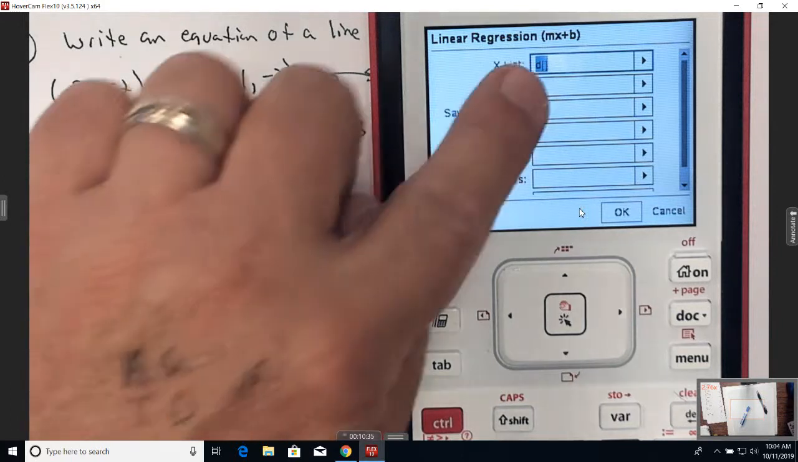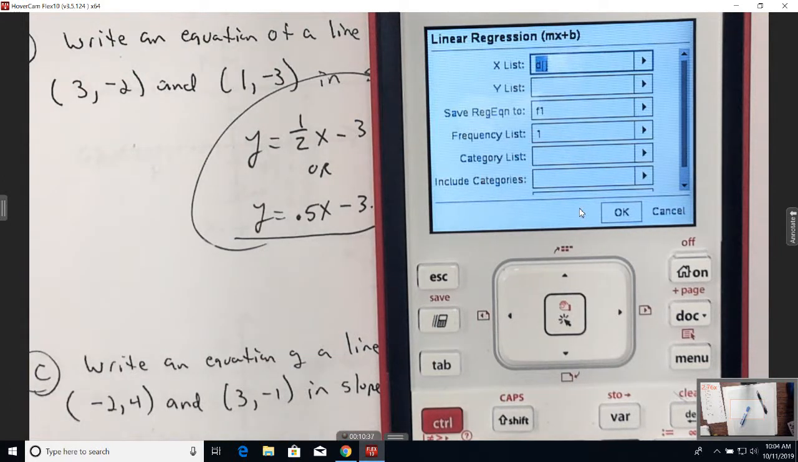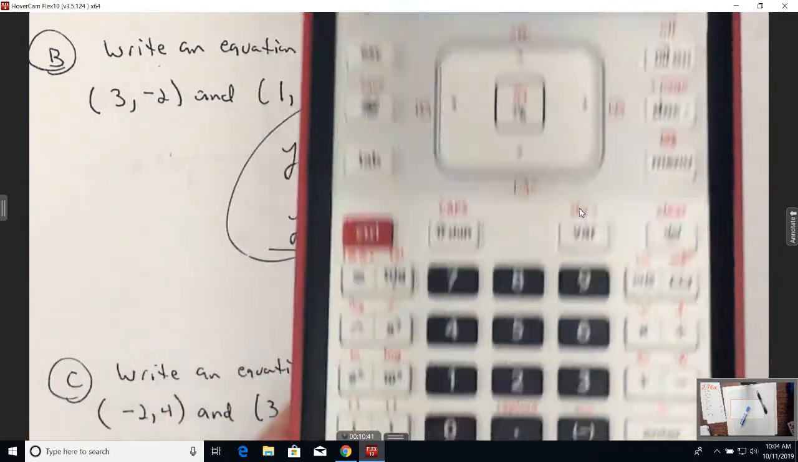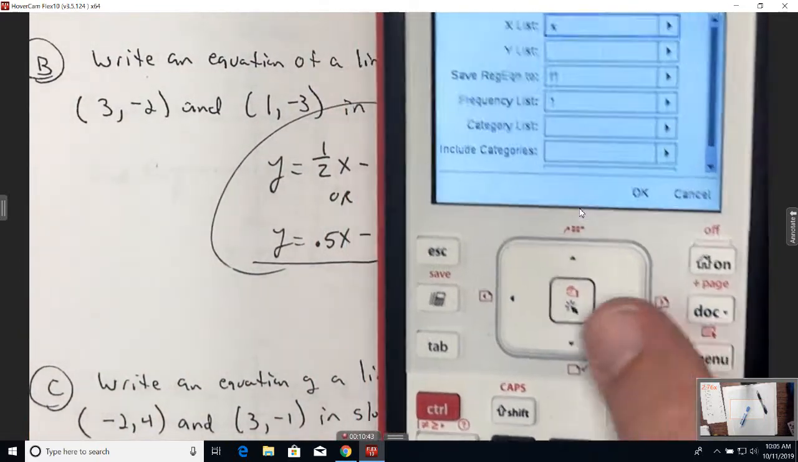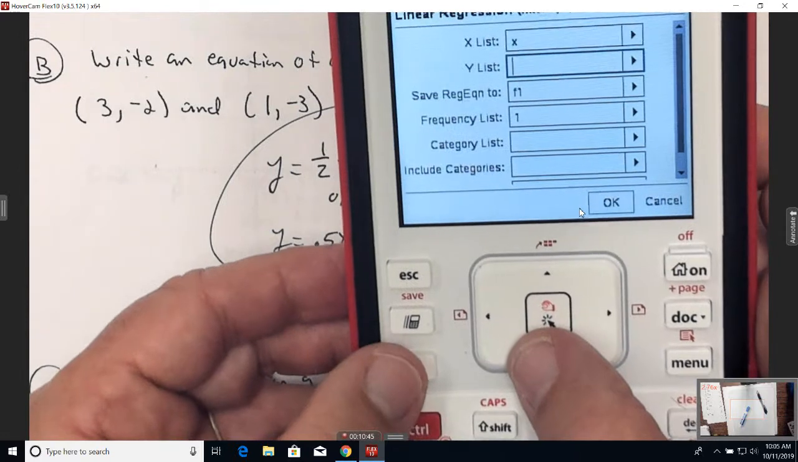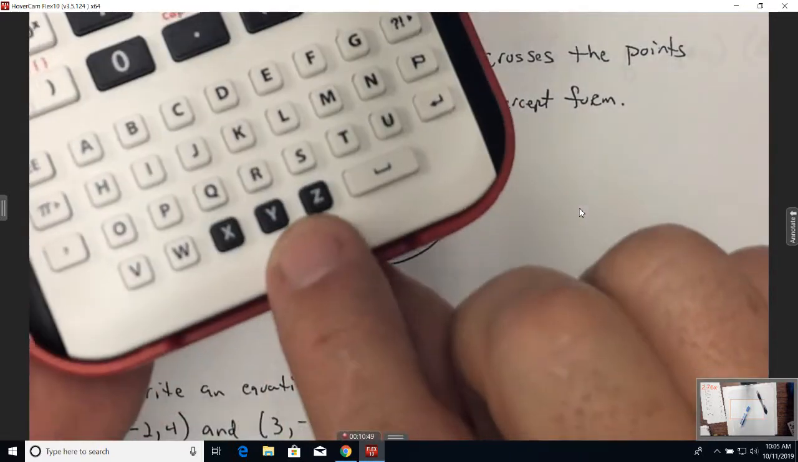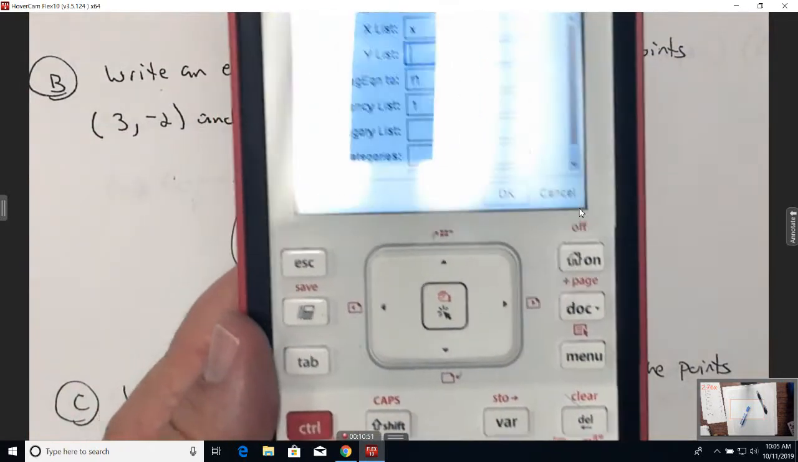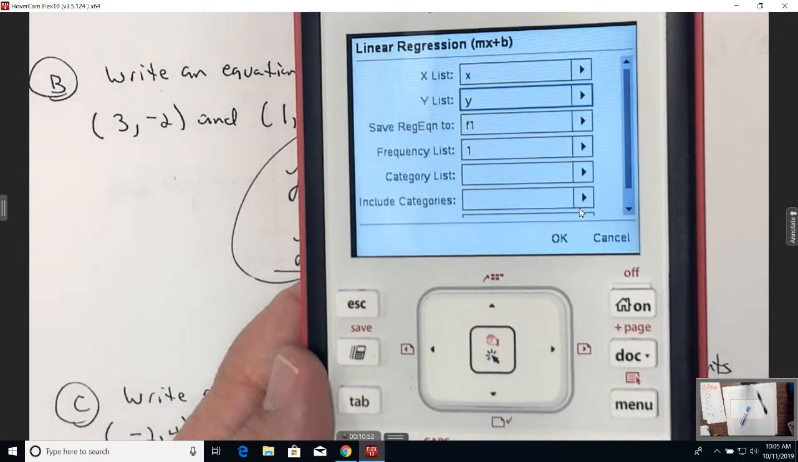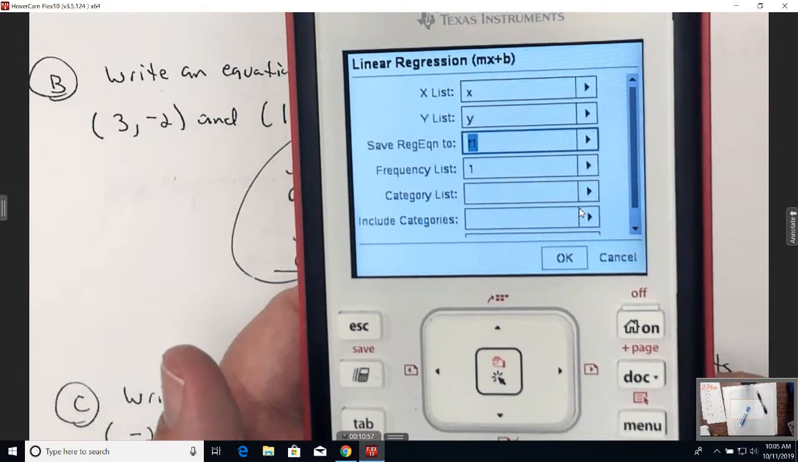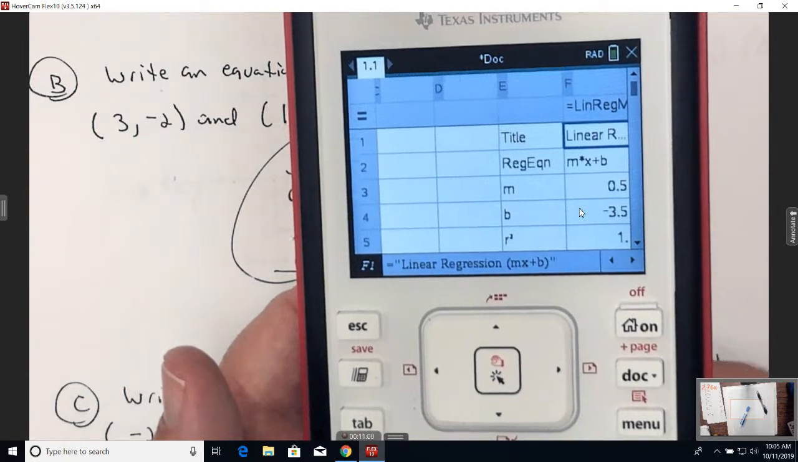Now I have to title my x list. What did I title it? X. So here's your X button right there. X is X, right? And then tab down. Y is Y, which is right there. So I'm going to put Y as Y. Tab down, and then now just hit enter. And I'm done.